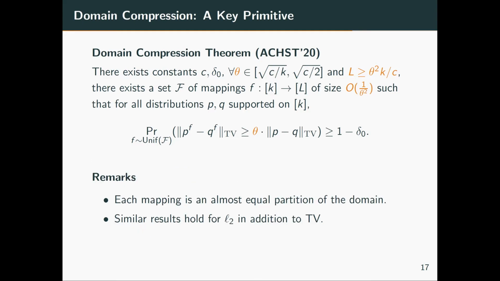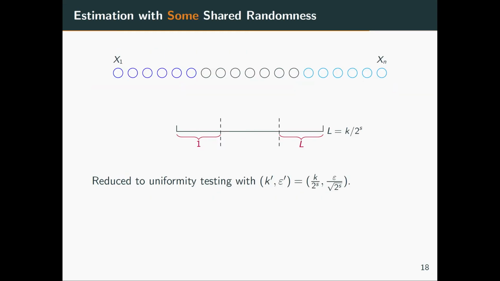A few remarks. Each of these mappings is an almost equal partition of the domain, and similar results also hold for L2 if you prefer that metric. With this domain compression primitive, we can reduce the uniformity testing problem over the original domain to a new problem where the domain size k prime is k over 2 to the s, and the new parameter epsilon prime is epsilon over square root 2 to the s, with s bits of shared randomness.